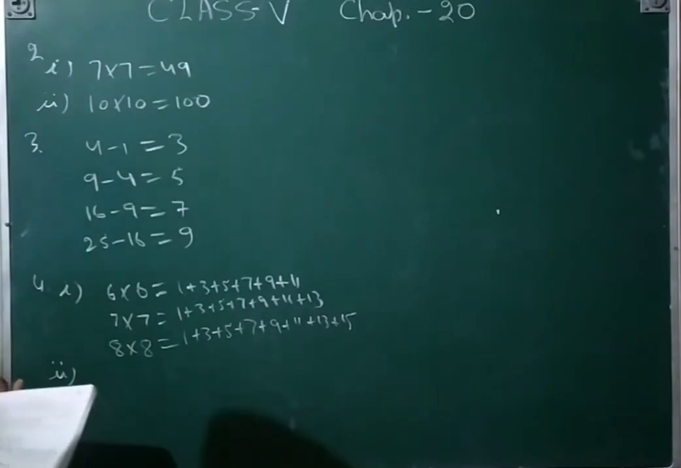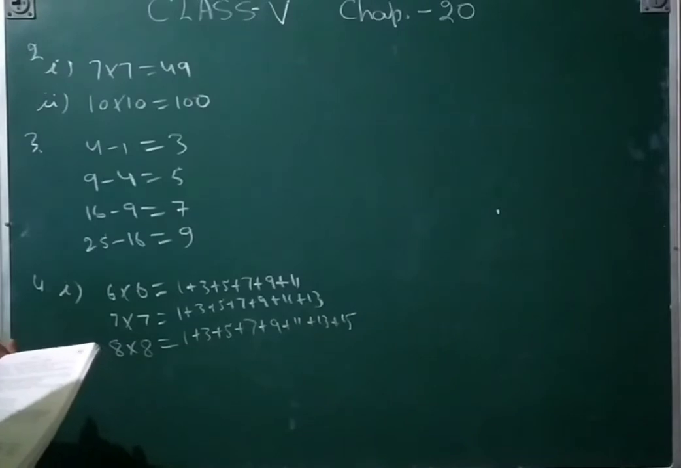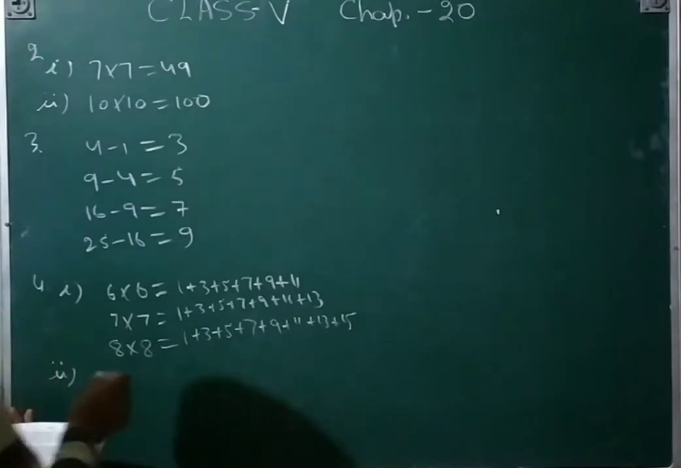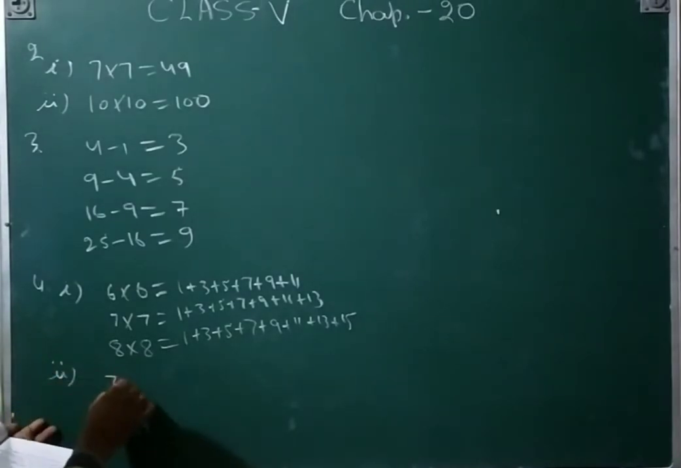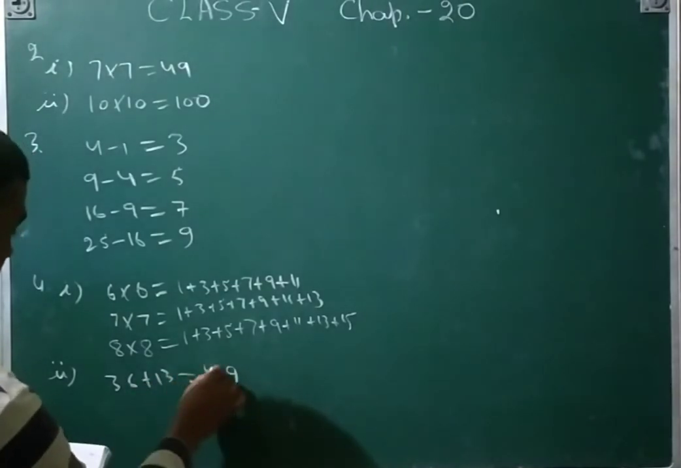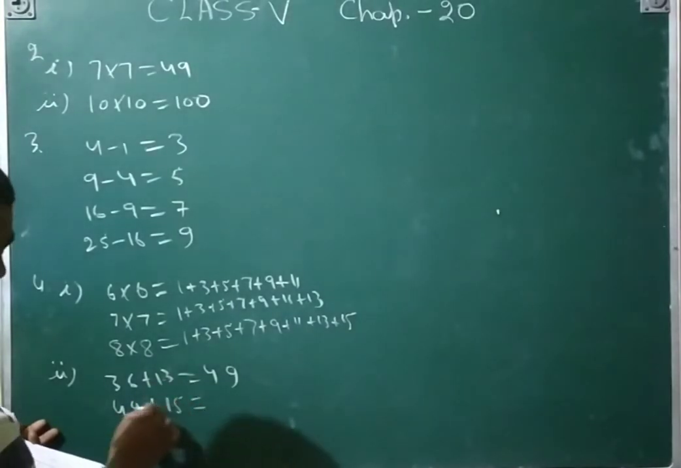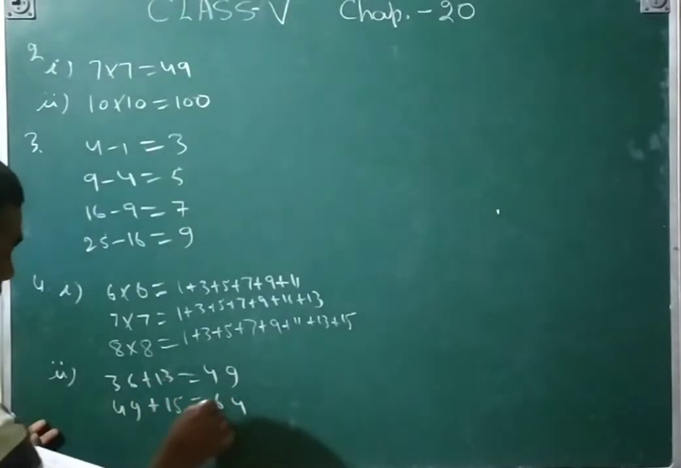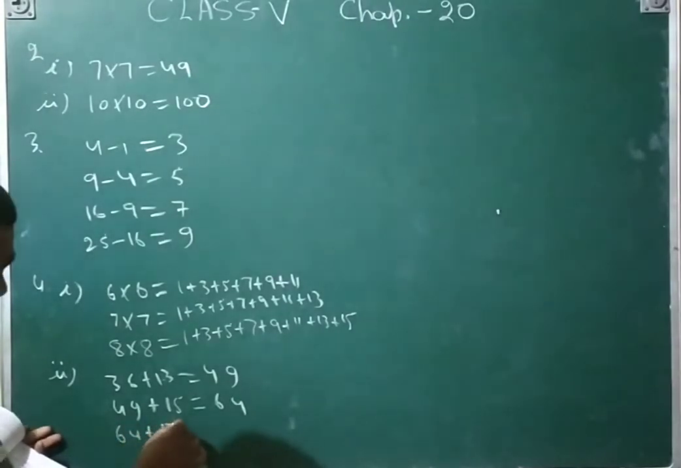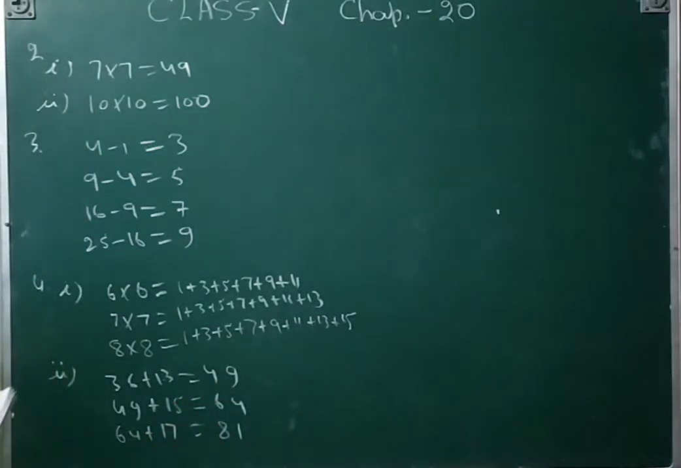The pattern is that the first number is a square number and then the next number is a consecutive odd number. So the next will become 36 plus 13, that will be 49. And then next, 49 plus 15 is 64. And then 64 plus the next number, 17, is 81. So these are the perfect square numbers.